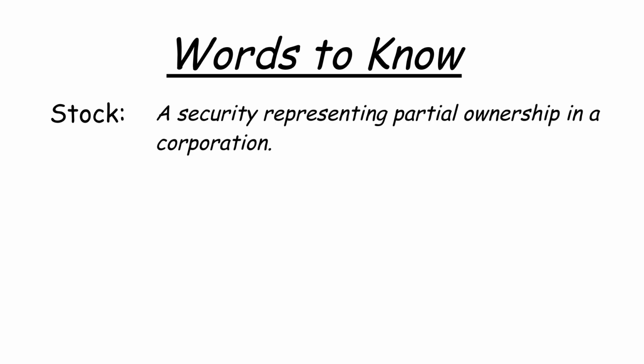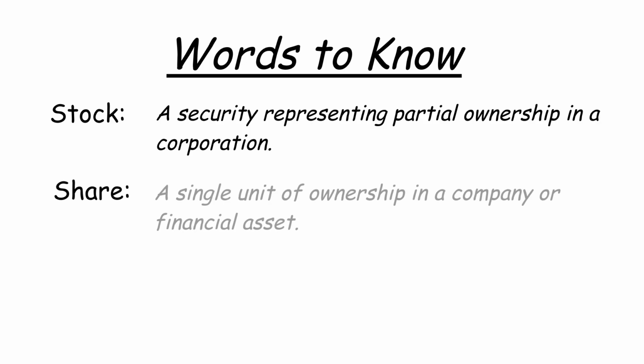In this video, I'll be strictly talking about stocks, but a lot of the terms and definitions do apply to other examples of investing. Now, what is a stock? A stock is a security representing partial ownership in a corporation. So I can buy Apple stock and that will make me a partial owner of Apple. A share is a single unit of ownership in a company or financial asset. So to become an Apple partial owner, I need to buy shares.